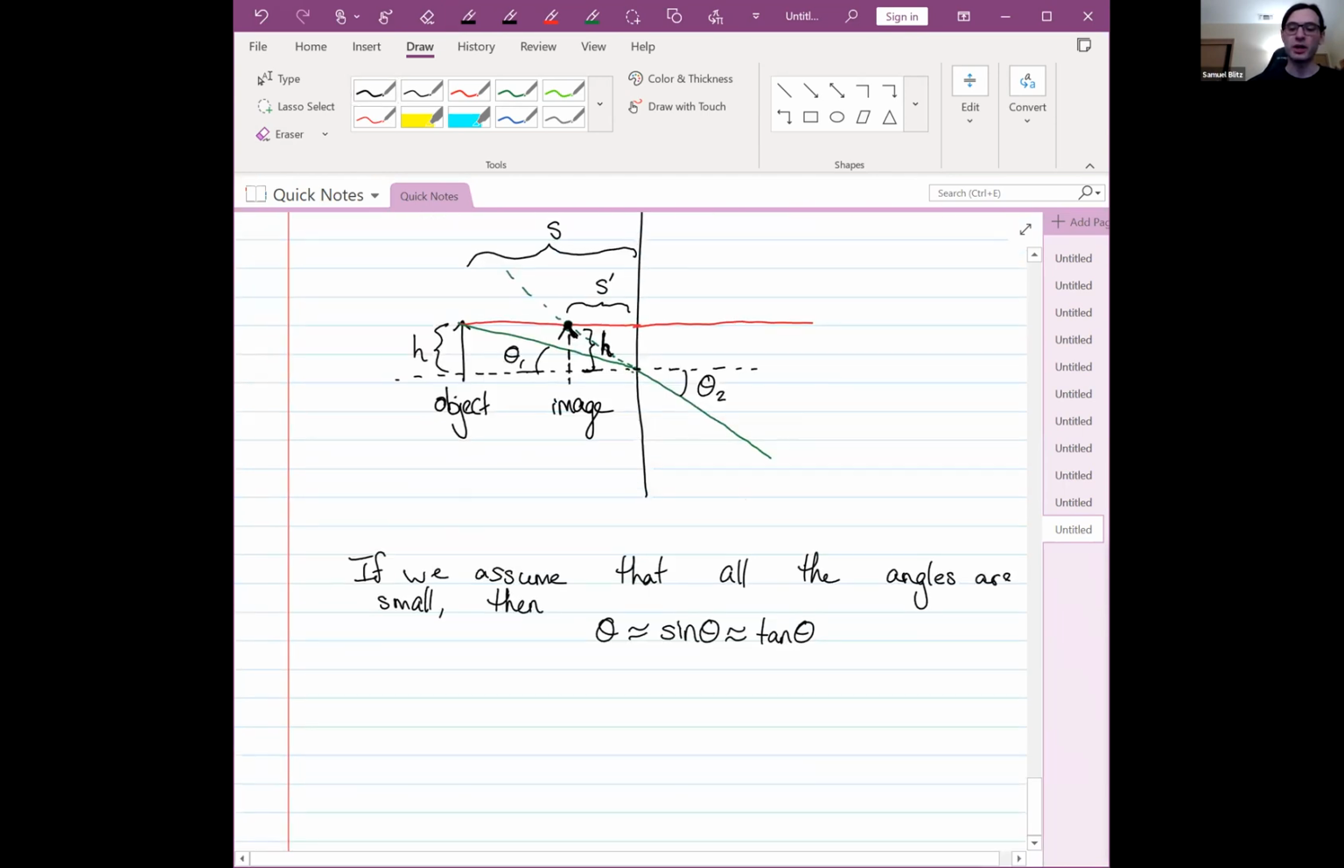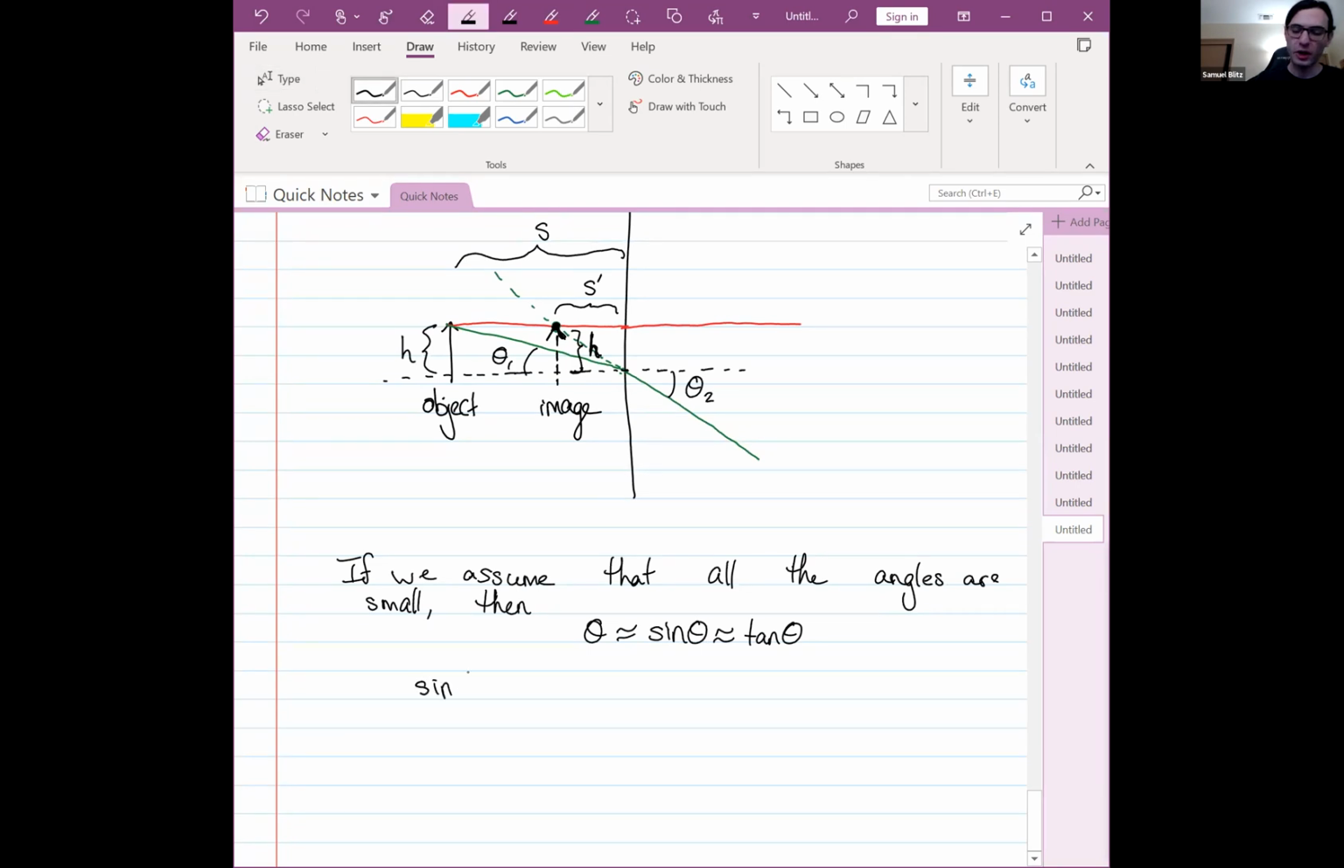So from the small angle approximation, we have that sine of theta 1 is approximately equal to the tangent of theta 1. Now the tangent of theta 1 is equal to the opposite over the adjacent. So it's equal to h divided by s, right? Similarly, we have the sine of theta 2, because it is the same angle, it's also that angle there. Sine of theta 2 approximately equal to the tangent of theta 2, which is the opposite, so it's h divided by the distance s prime, h over s prime.